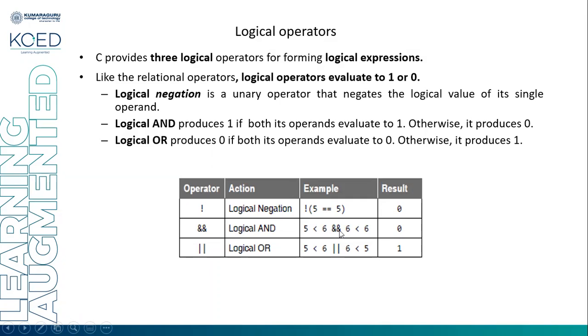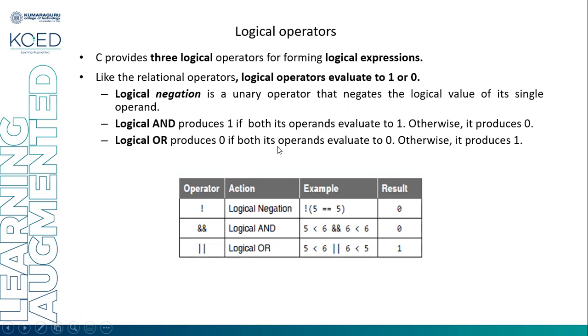If both expressions are true, 5 less than 6 and 4 less than 6, it will return 1. Here 6 less than 6 is false. If one of the expressions is false, it will return 0 only. Only if both the expressions, at the left-hand and right-hand side, are true, it will return the value 1, otherwise 0.